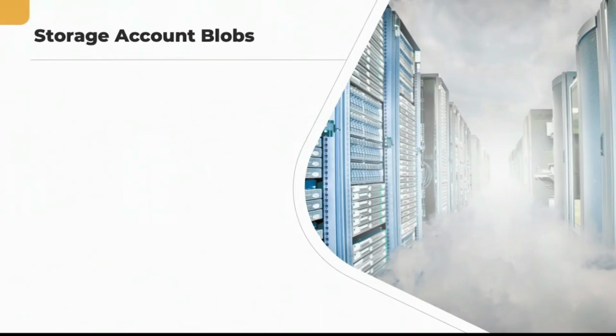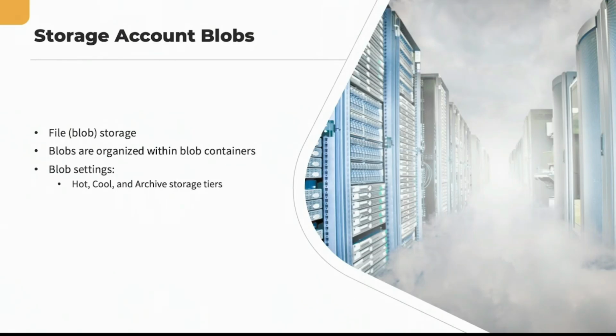We mentioned that storage account blobs are files that you can upload and store in a storage account. Of course, you can also download them to on-premises machines too. So this is basically file storage. You can organize blobs in blob containers, which are analogous to folders or directories on a disk storage device. And there are plenty of blob settings, such as the archiving tier, the hot tier for frequent access to files, the cool tier for infrequent access. You can also automate the lifecycle management of blobs.